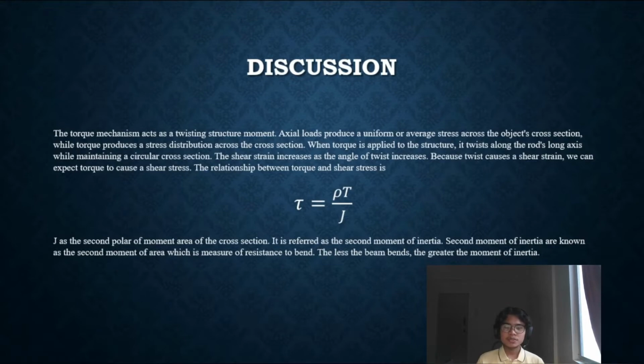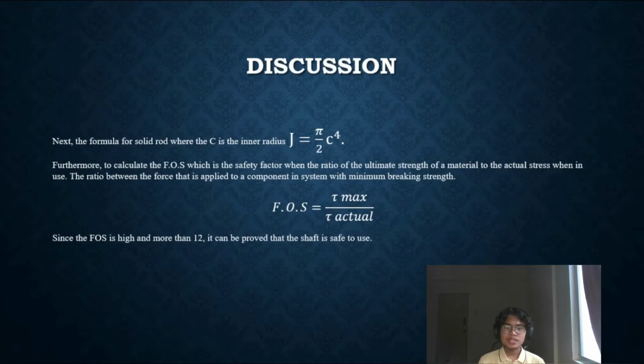The relationship between torque and shear stress is tau equals T rho over J. J is the second polar moment of area of the cross-section, also referred to as the second moment of inertia. The second moment of inertia, known as the second moment of area, is a measure of resistance to bending. The less the beam bends, the greater the moment of inertia. Next, the formula for a solid rod, where c is the radius, is J equals pi over 2 times c to the power of 4.